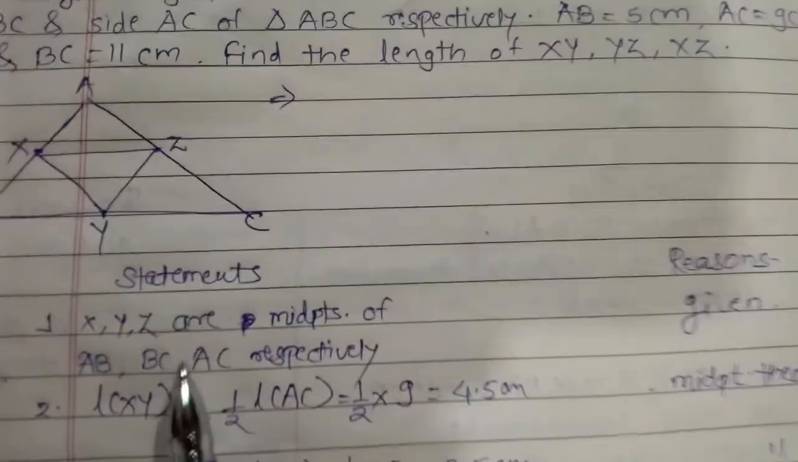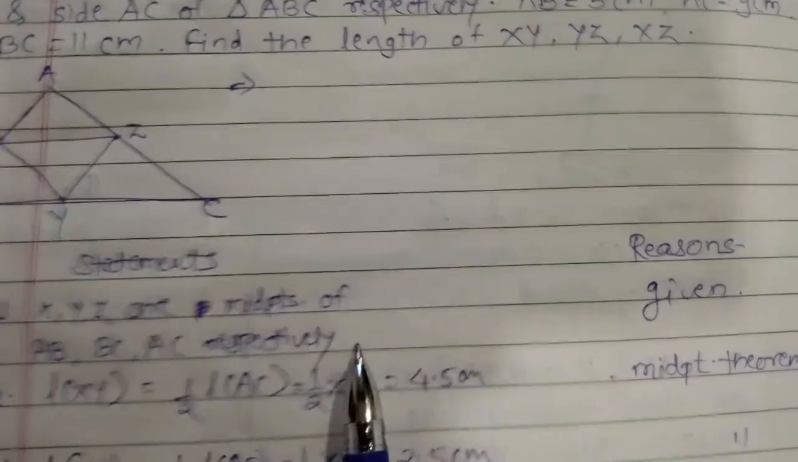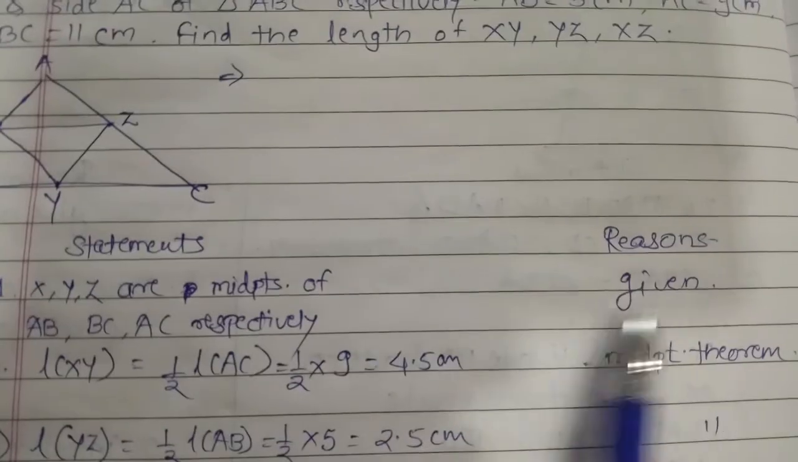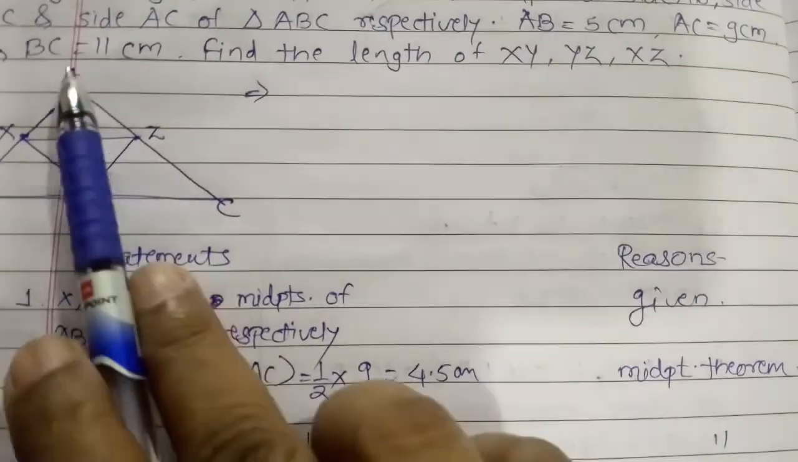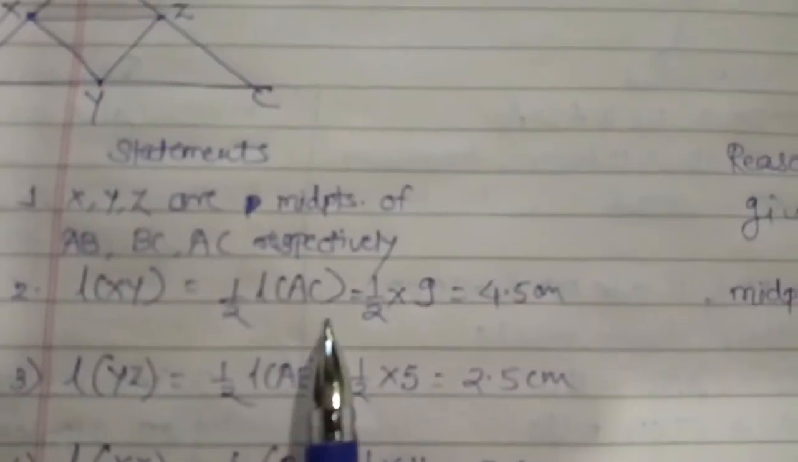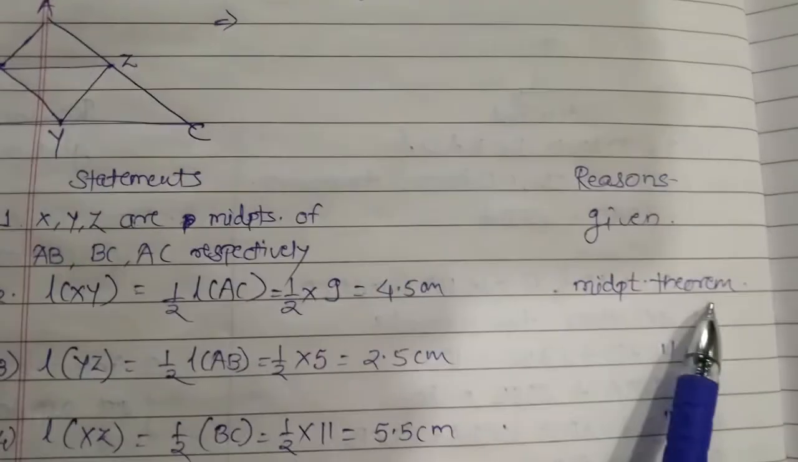See how to write down the theorem. X, Y, Z are the midpoints of AB, BC and AC respectively. The reason is given. So we can write XY is half of AC, and AC you are given is 9. So the answer is 4.5. The reason is the midpoint theorem.